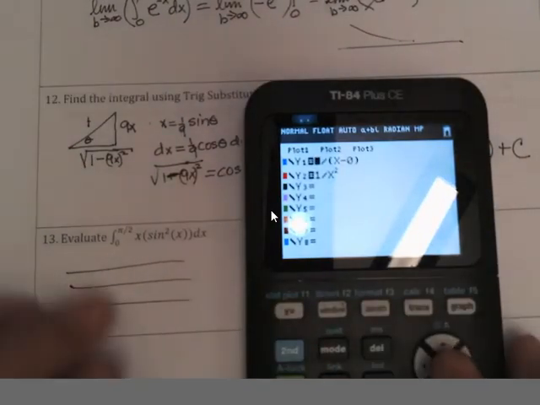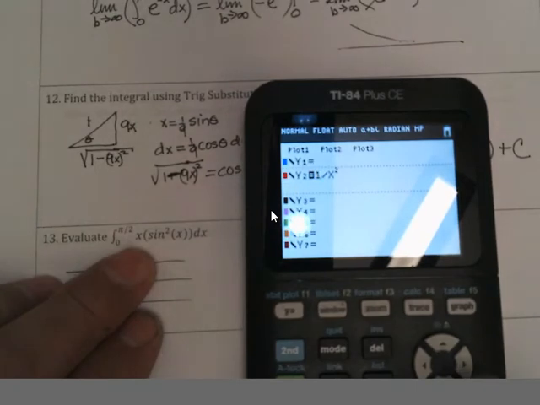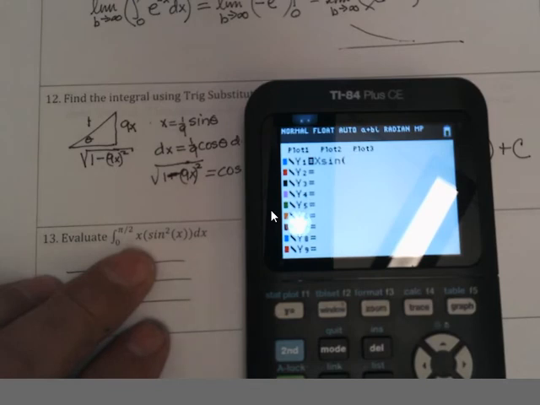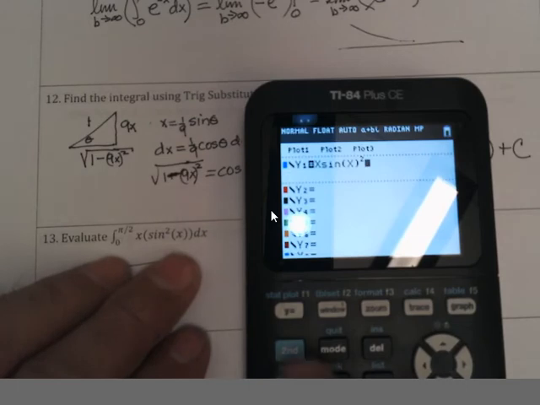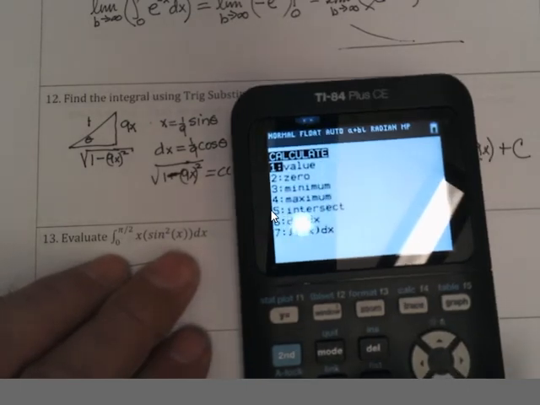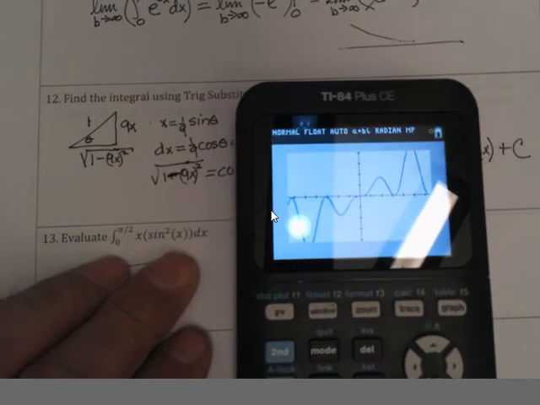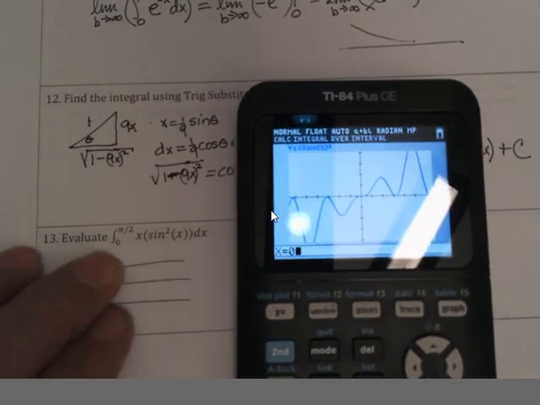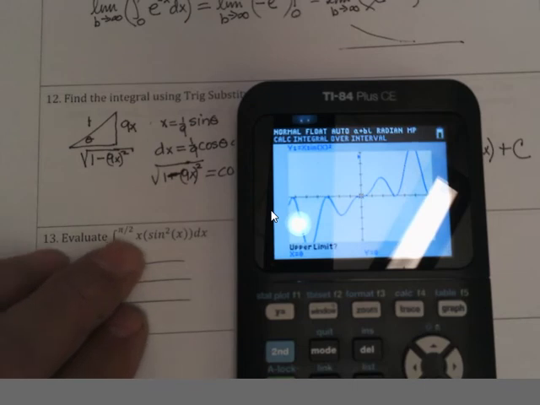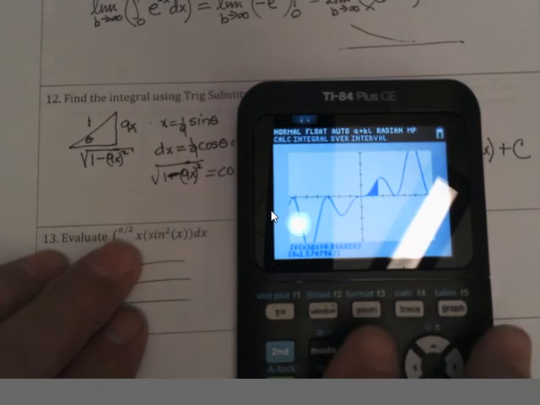So I'm going to go to y equals. I'm going to type in x times sine of x squared. Second, calculate the area between 0 and pi divided by 2, and I get 0.8668.